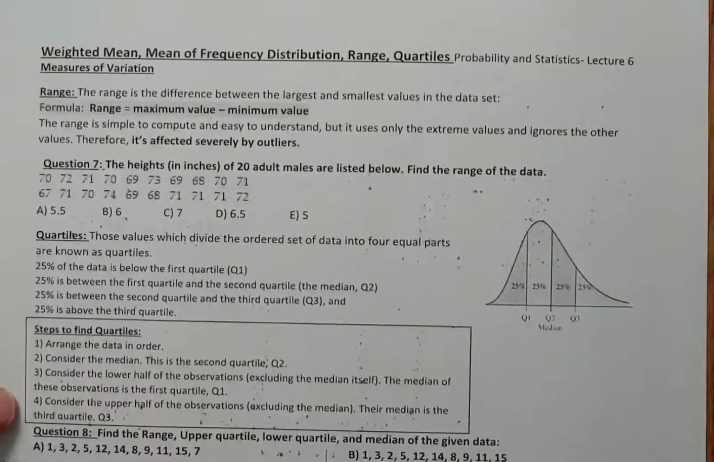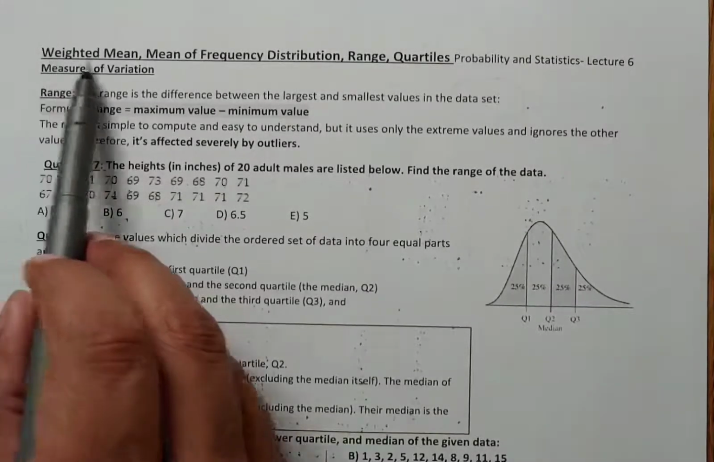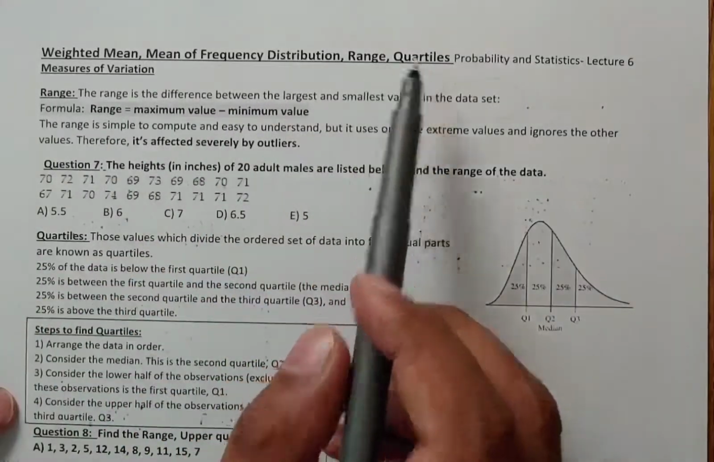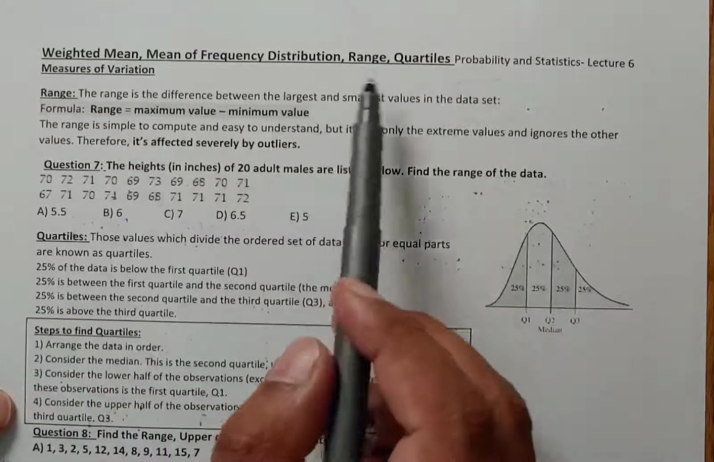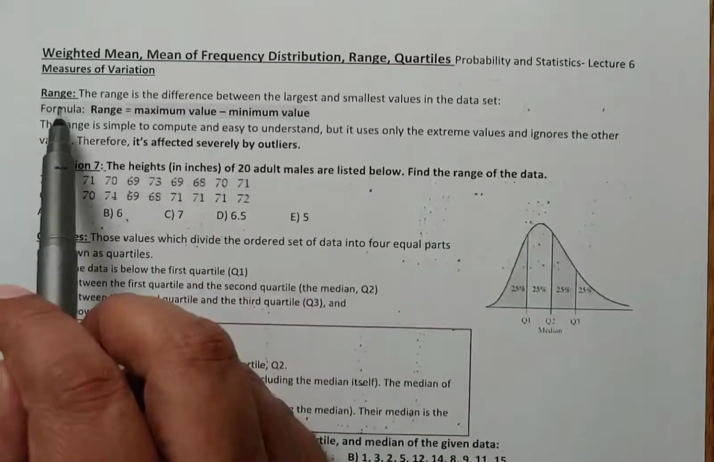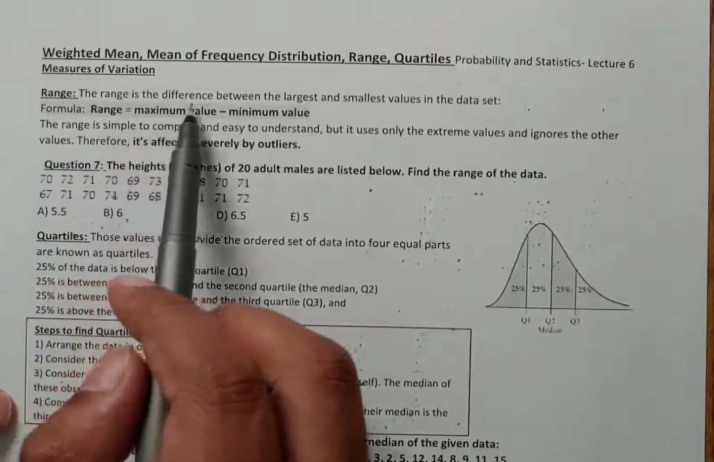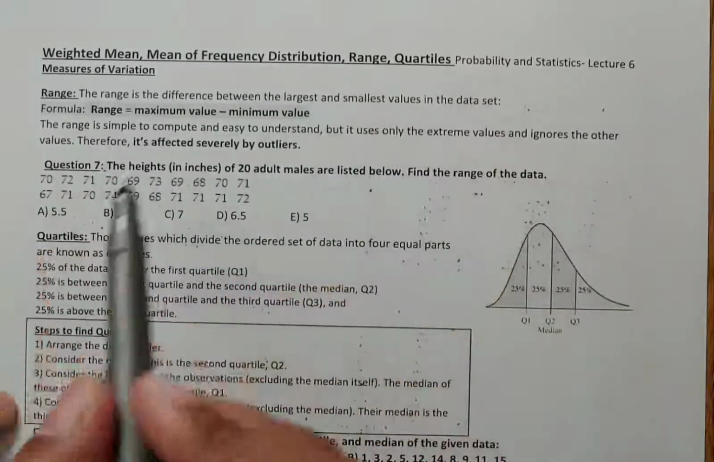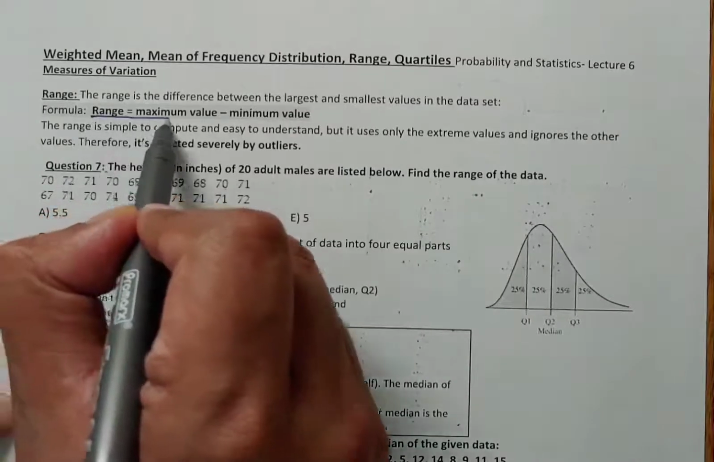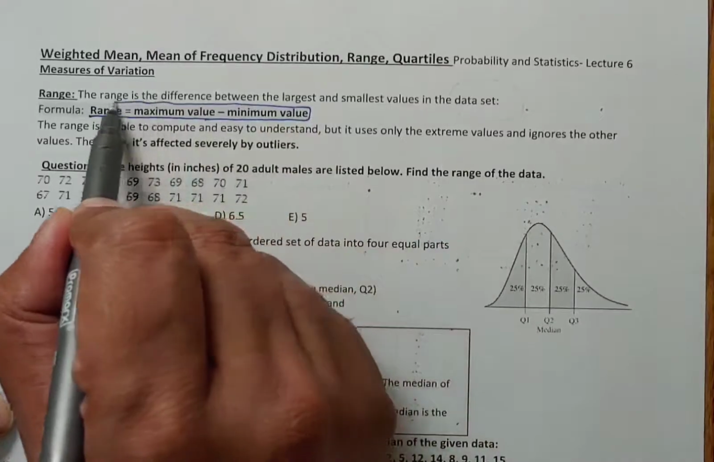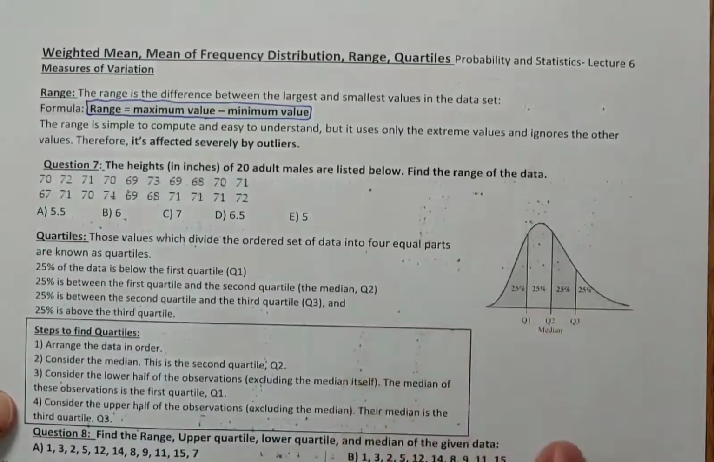Okay, now we did the weighted mean and mean of frequency distribution. Now we are in range and quartiles. This page is the range and quartiles. So what is a range? The range is the difference between the largest and smallest value in the data set. The formula is range equals maximum value minus the minimum value. Okay, so this is the formula for range.